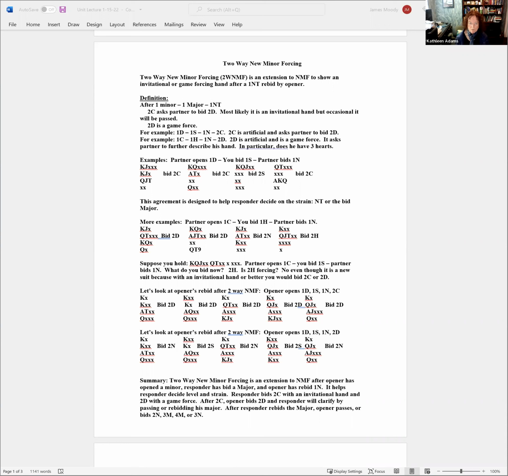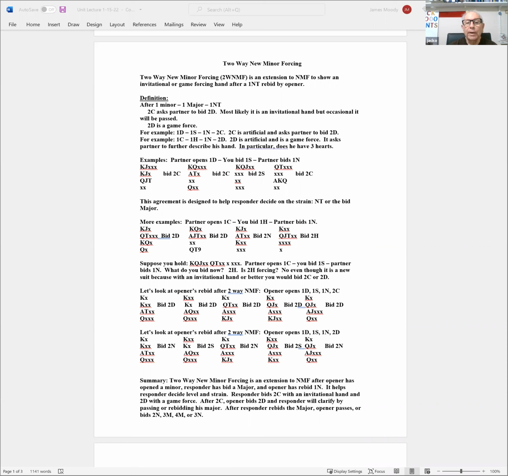So opener opens a minor, you bid a major, and partner bids a no trump, right? Okay. Now let me just jump down. Two diamonds is a game force pair. So both of these are artificial. Two diamonds is a game force. Two clubs asks partner to bid two diamonds. Most likely it's an invitational hand, but occasionally it will be passed.